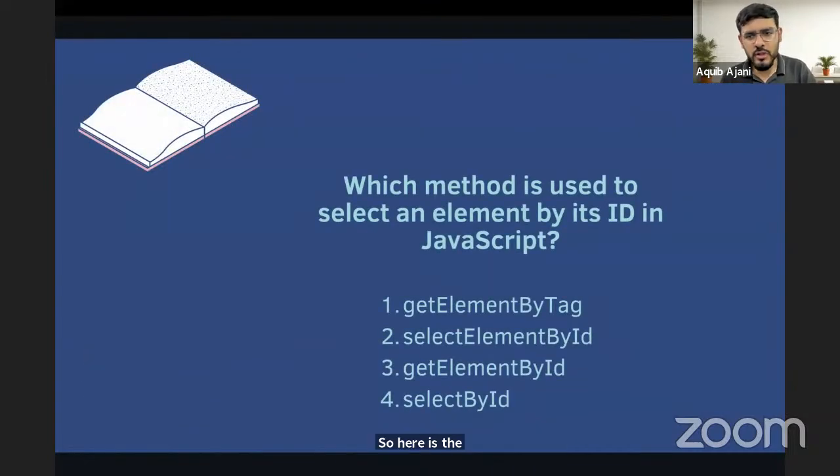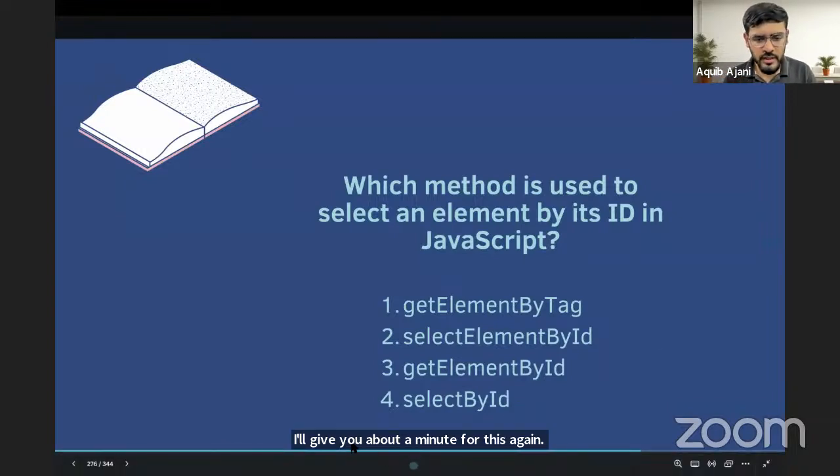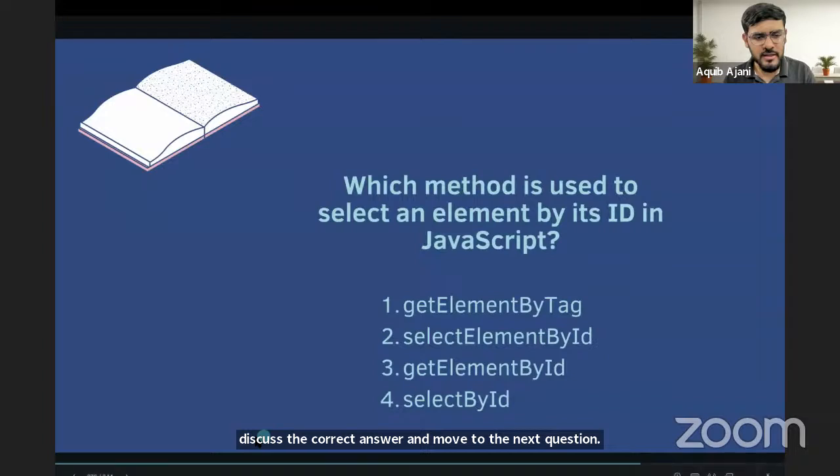The question is, which method is used to select an element by its ID in JavaScript? You have 4 options on the screen. Read them very carefully and then put whatever you think is the correct answer in the chat. I'll give you about a minute for this. Again, we'll discuss the correct answer and move to the next question. Read the question and start putting your answers in the chat.